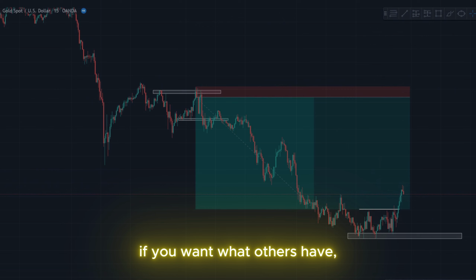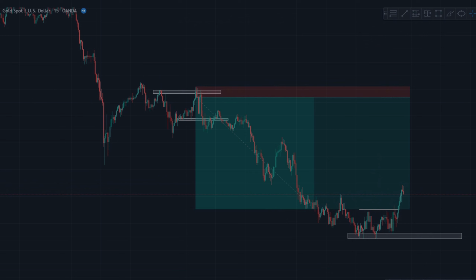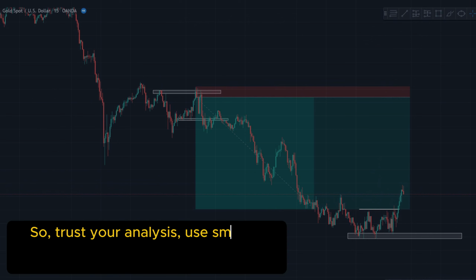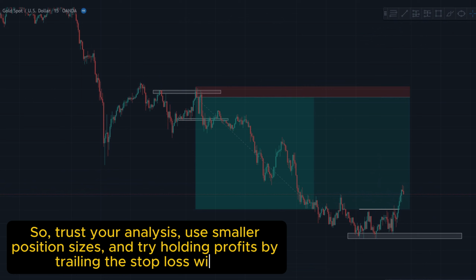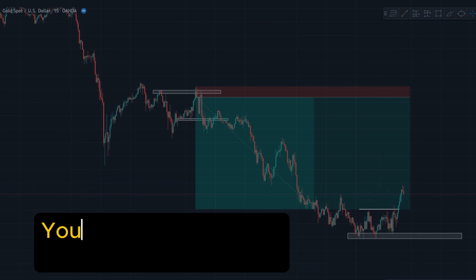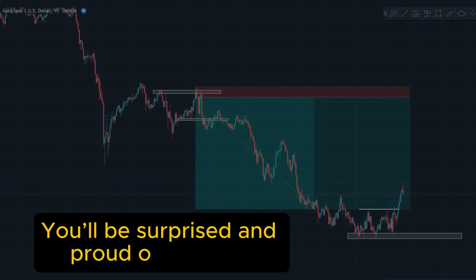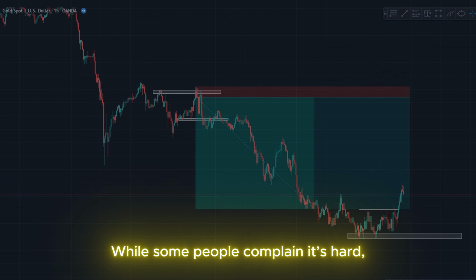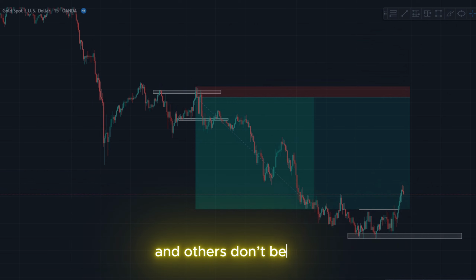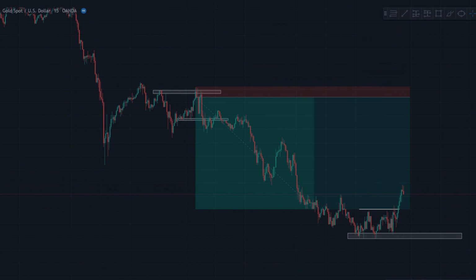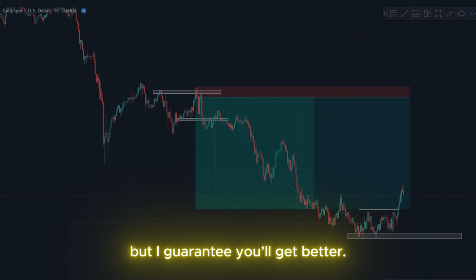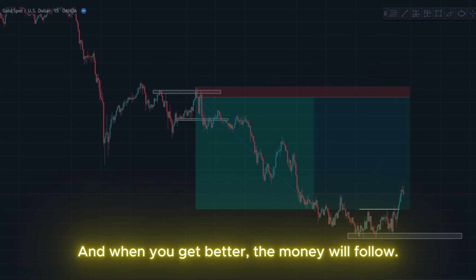If you want what others have, you must endure the feelings others have endured. So, trust your analysis. Use smaller position sizes and try holding profits by trailing the stop loss wisely. You'll be surprised and proud of yourself. While some people complain it's hard, and others don't believe, some take action and practice. I'm not saying practice will make you an expert right away, but I guarantee you'll get better. And when you get better, the money will follow.